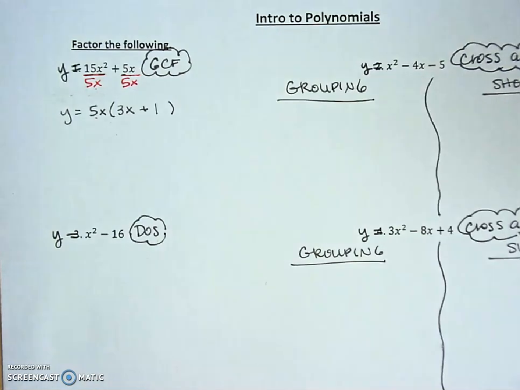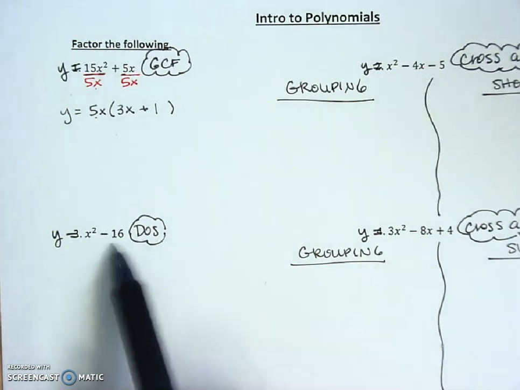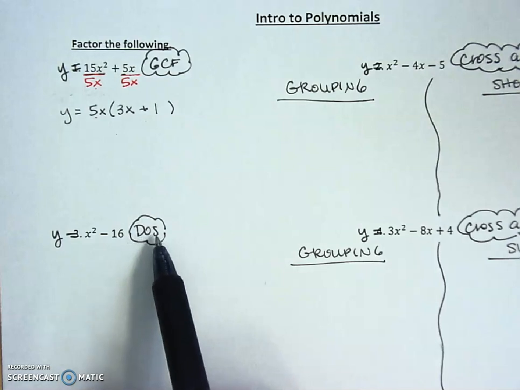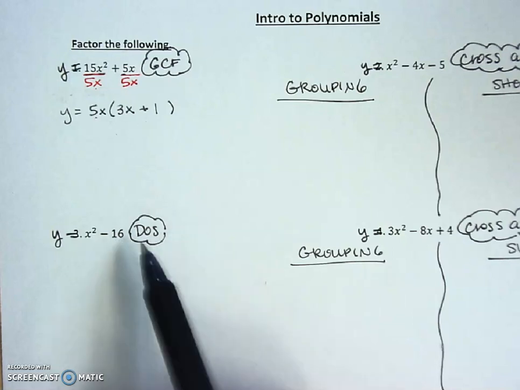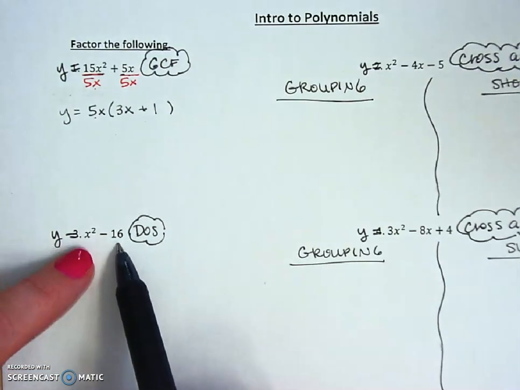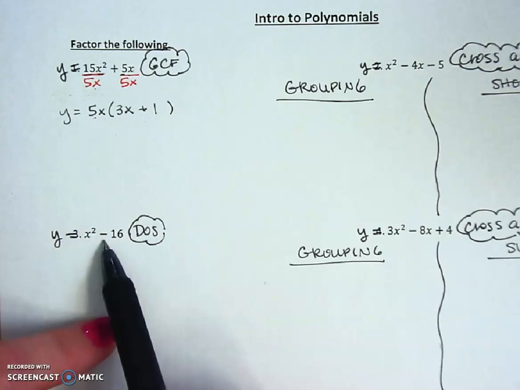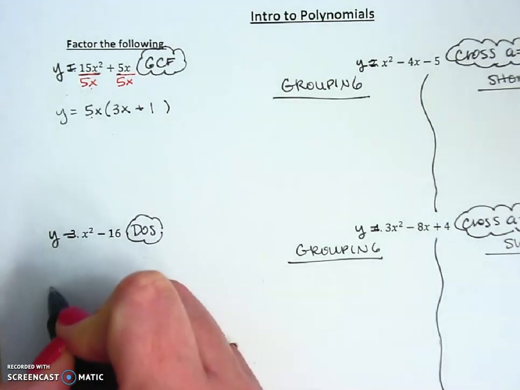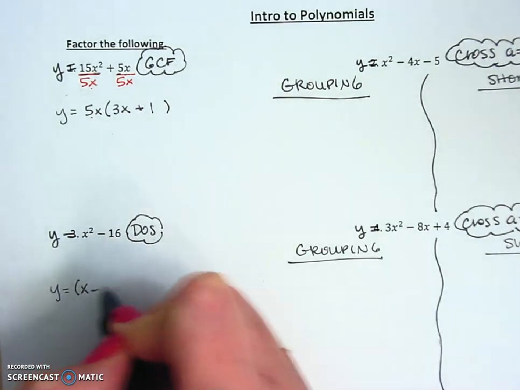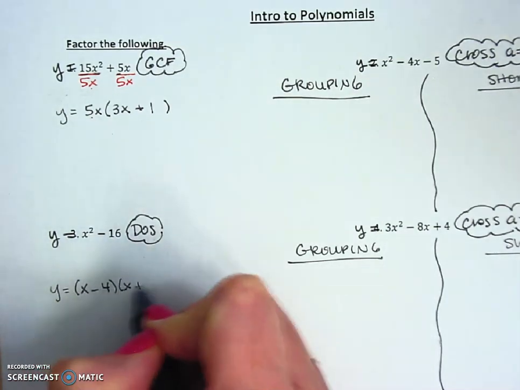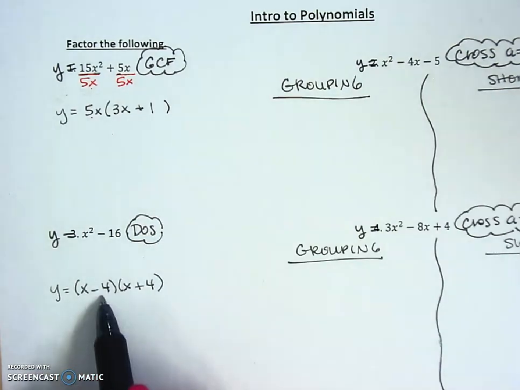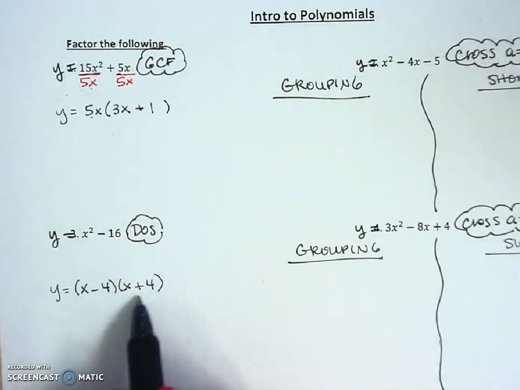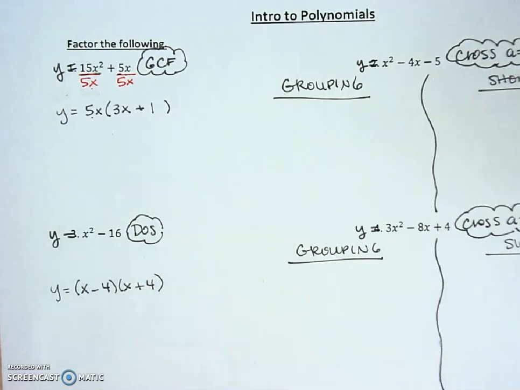Let's go on to this next problem right here. This is a difference of squares problem. This is a very particular setup for this shortcut. What's happening here is I have two things, x squared and 16, that are perfect squares, and they're being subtracted. When that happens, we can factor this into x minus 4 times x plus 4. Right, so there's one factor, x minus 4, and my second factor is x plus 4.